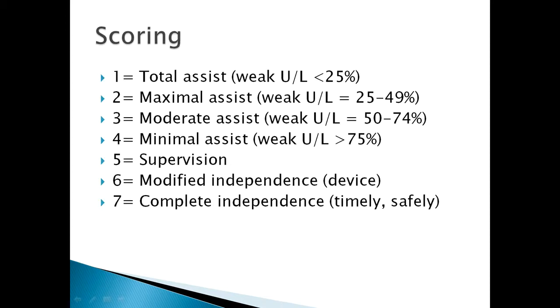Here's how you score the Chedoke. Again, it is a 7-point Likert scale. Giving an individual a 1 means that the individual is a total assist. 2 is a max assist. 3 is a mod assist. 4 is a min assist. 5 means that supervision is required. 6 means that it's modified independence, such as using a device. And 7 means complete independence that is done timely and safely.